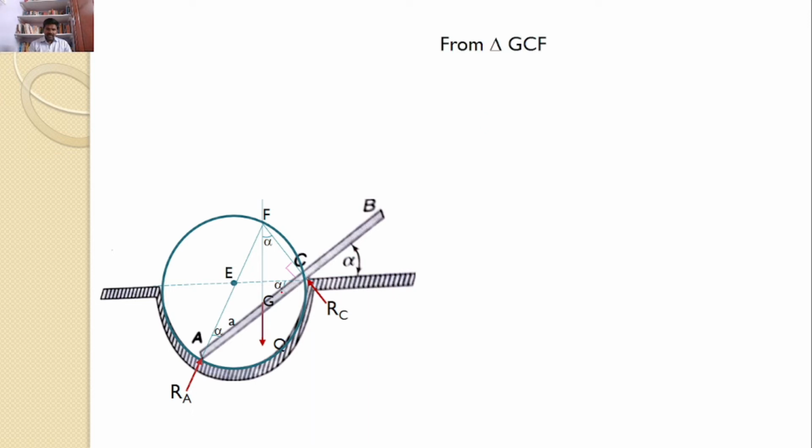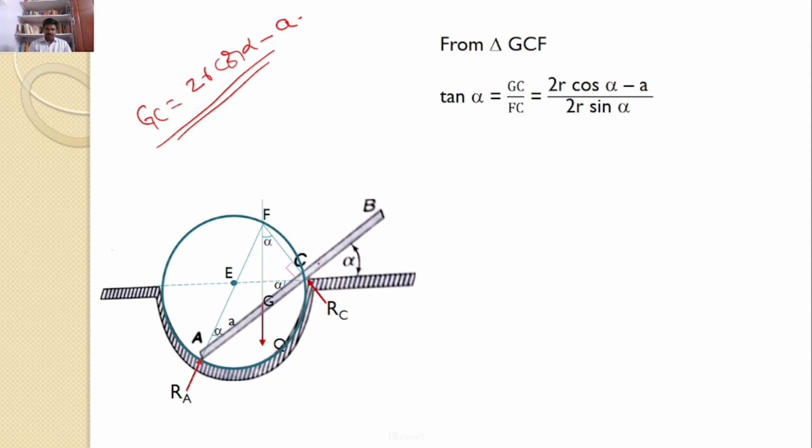Now consider the triangle GCF. We can find a right angle at C. You just calculated GC, which is equal to 2R cos alpha minus small a. Hence, you can find tan alpha. Tan alpha is equal to the opposite side GC by the adjacent side FC. FC you also calculated on the previous slide: FC is equal to 2R into sin alpha.